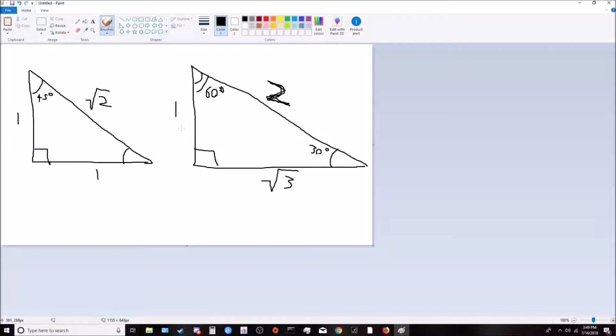Once we start getting into trigonometric ratios and the unit circle, these special triangles are going to yield us a lot of insight, and they're going to be very helpful for solving those trigonometry problems.